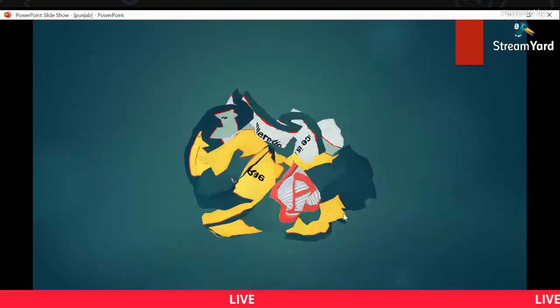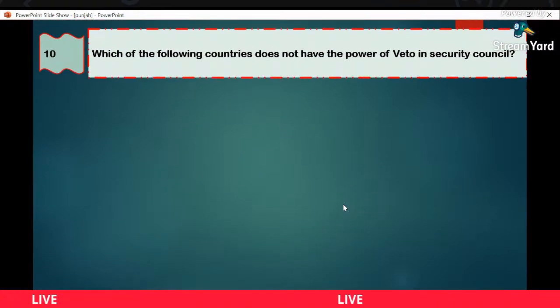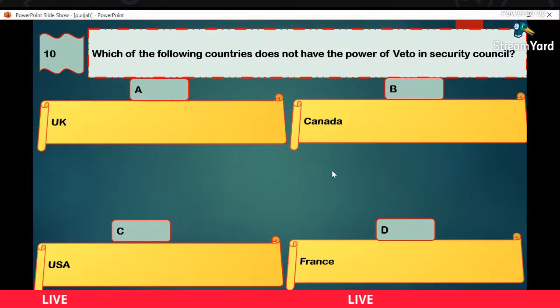Next question. Question is 10th. Which of the following countries does not have the power of veto in the Security Council? UK, Canada, USA, France. Question number 10.